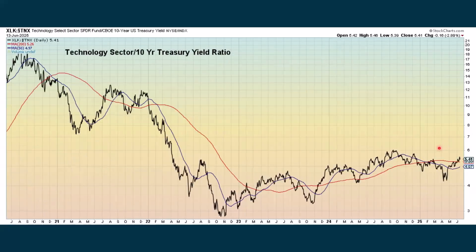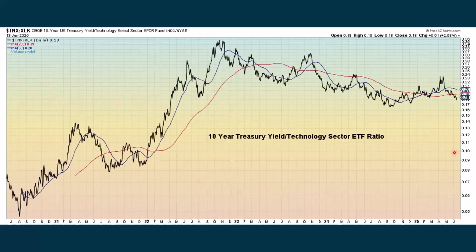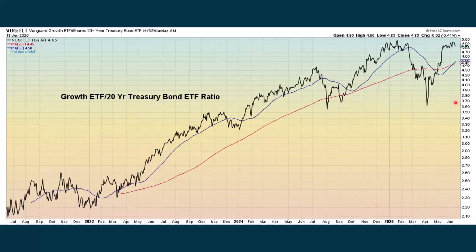The tech sector to the 10-year yield ratio, showing how we're in a downtrend here, but tech has been coming back up as it's trying to come up out of the April lows and actually taking more of a leadership role. This is that same thing, but inverted, showing how the 10-year yield is now starting to underperform as we've been recovering from that decline that we saw earlier in 2025. Growth stocks still holding up quite well when you compare it to government bonds.